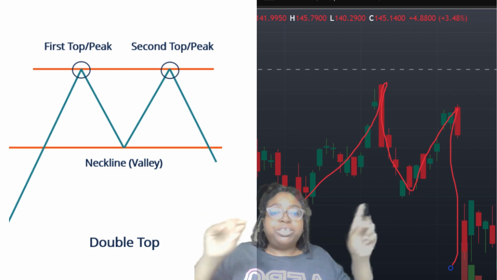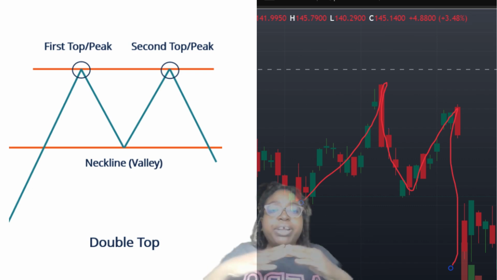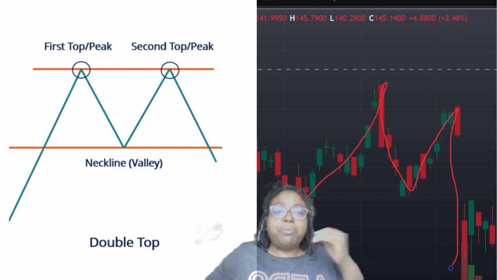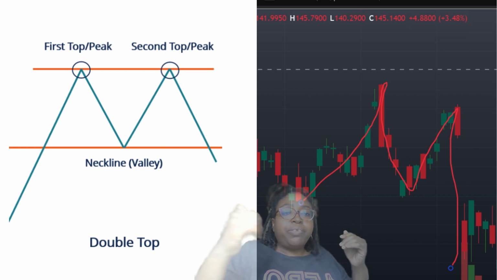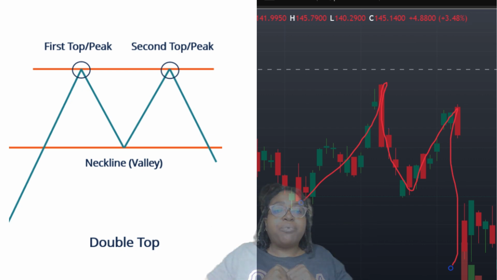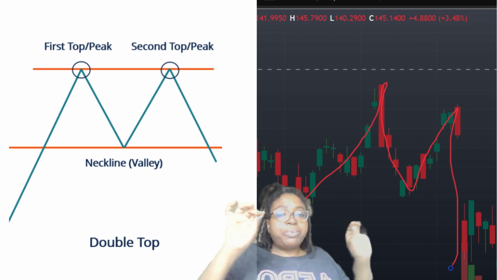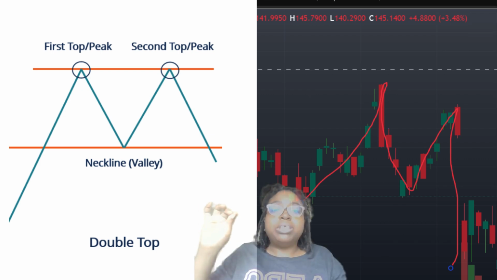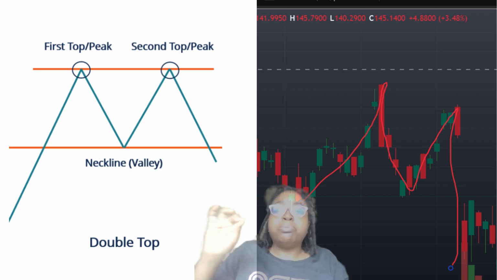I was able to enter on that red candle, which was on a Friday, realizing that it had broken lower than the green candle to the left of that red candle at the top of the M here. So that is how you want to play your double top.